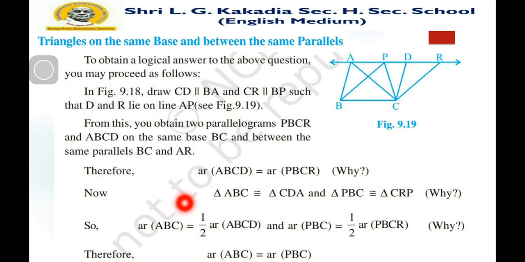Now triangle ABC is half of the area of ABCD, meaning both the triangles are congruent, so the areas are equal. So we can say that area of ABC is equal to half of area of ABCD, as well as area of PBC is equal to half of area of PBCR. So we can conclude that area of ABC is equal to area of PBC. Hence we can prove that triangles on the same base and between the same parallels have equal area.